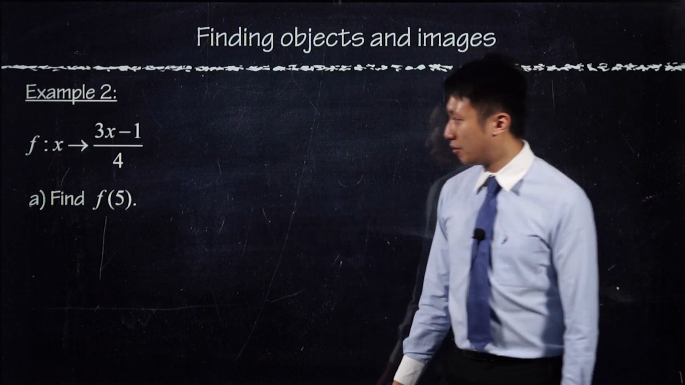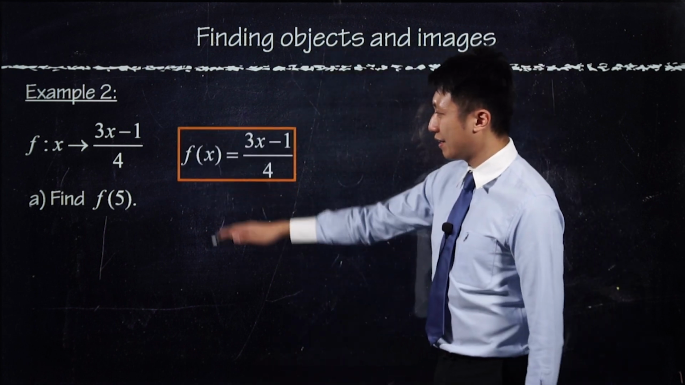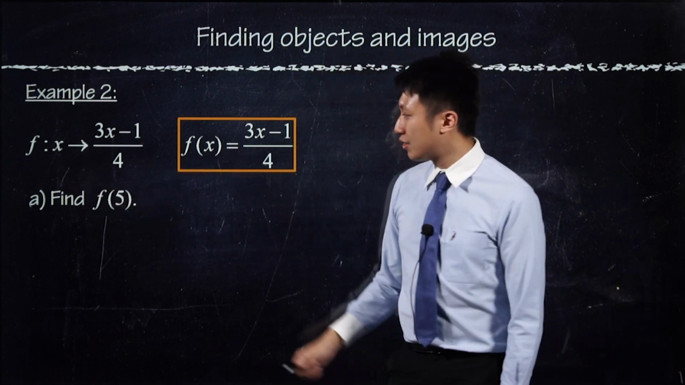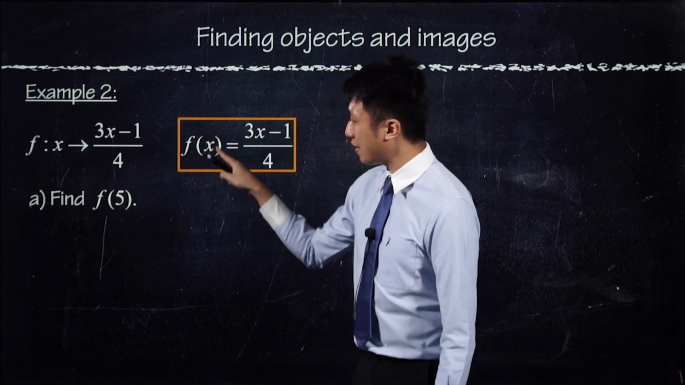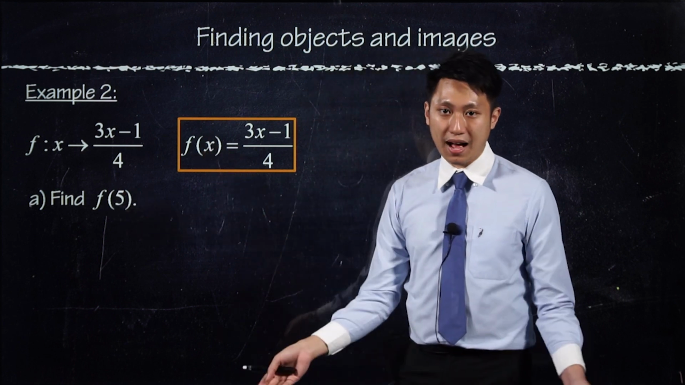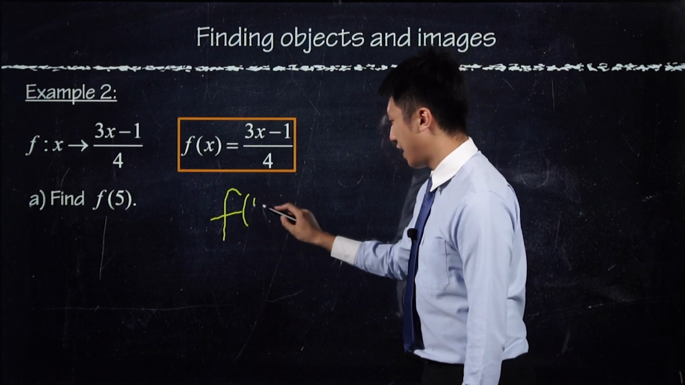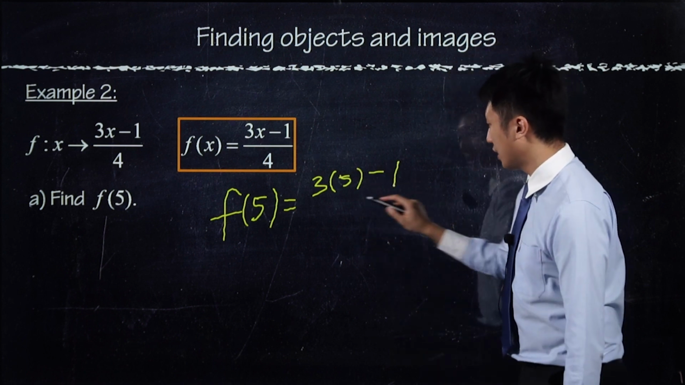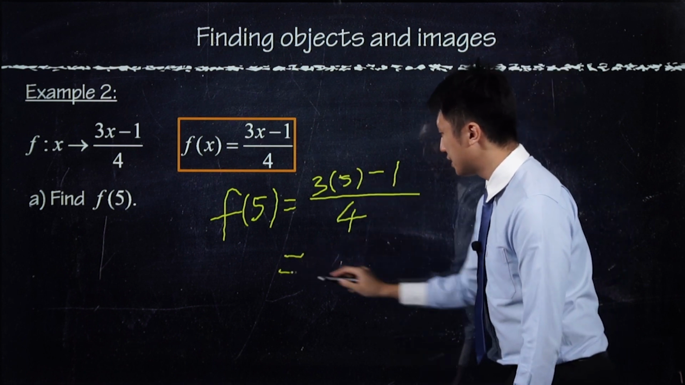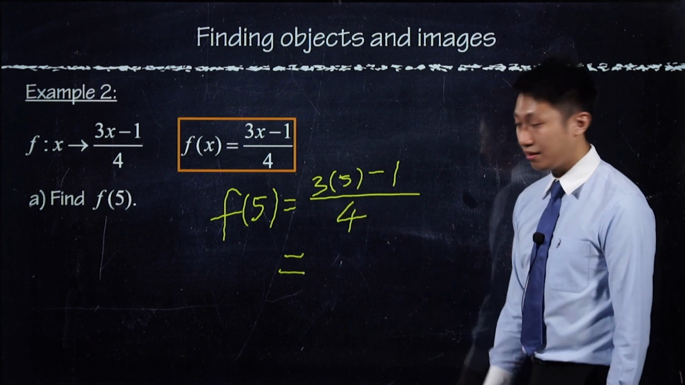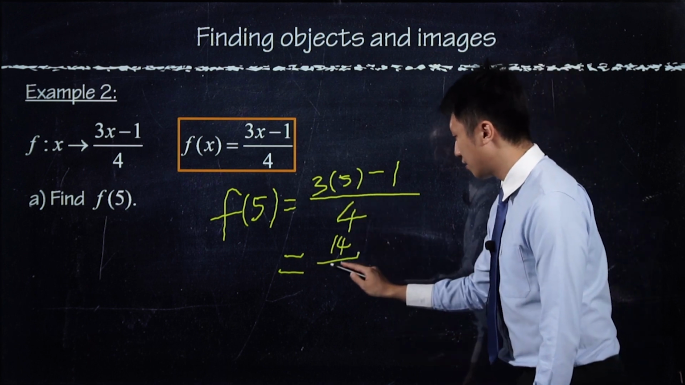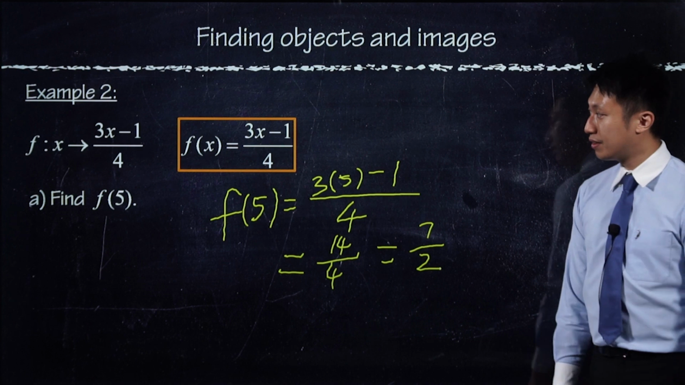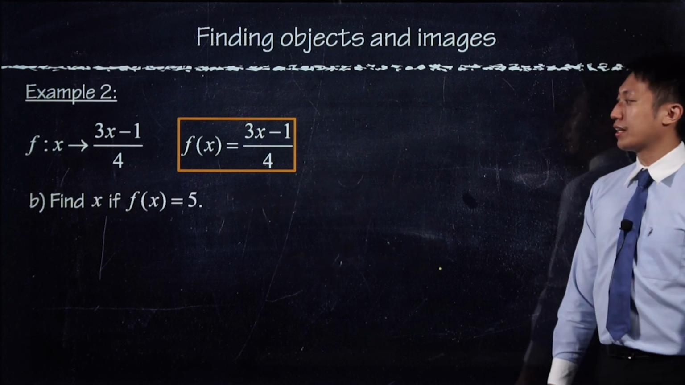Okay, f(5). What is f(5)? Very simple. First of all, I'm going to write it down. What is f(x)? When it's given in this way, it's not friendly, so I write it in this way. So f(5), is it 5 in the bracket? It means 5 in the bracket. All the x you just change to 5. So f(5) will be equal to 3 times 5, then minus 1, and divided by 4. Which means 15 minus 1 is 14, 14 over 4. So I'll get 7 over 2. Okay? No problem? Next one.